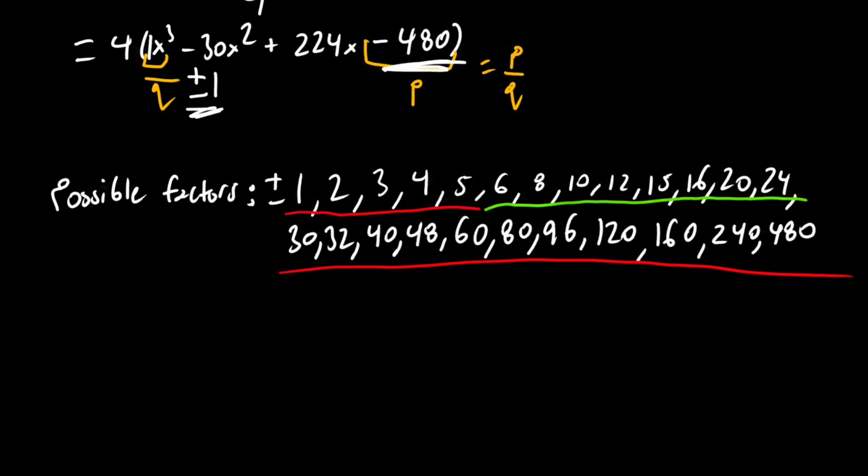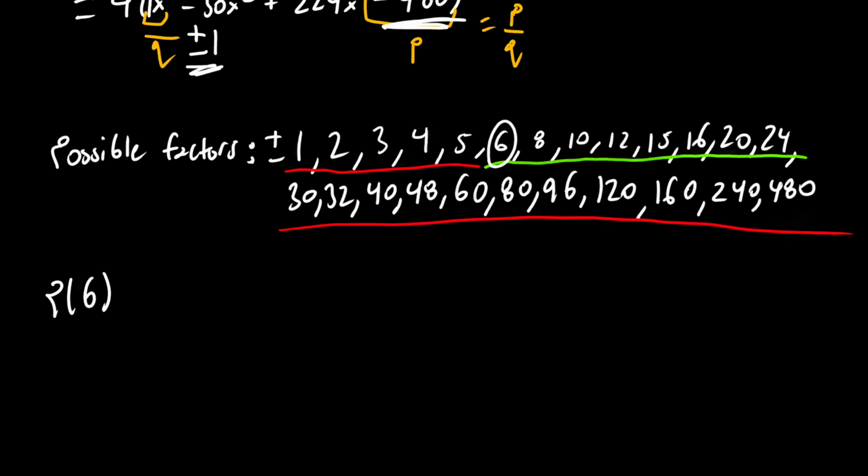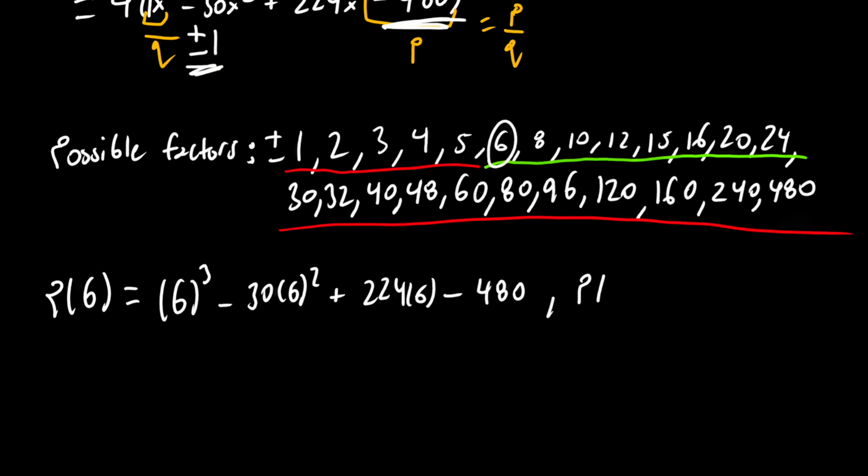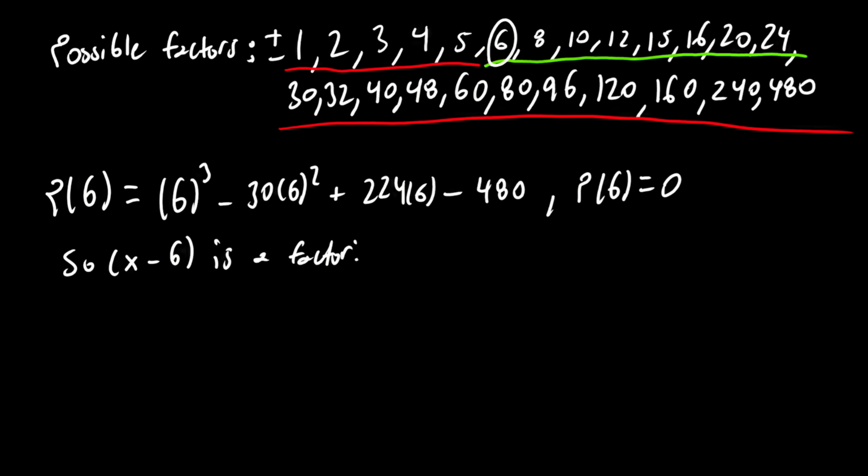With that, let's start by plugging in 6. By plugging in 6, we make it 6 cubed minus 30 times 6 squared plus 224 times 6 minus 480. Plugging in 6 gives us 0, so x minus 6 is a factor, because when we put it into a bracket, the sign changes. Next, we're going to use synthetic division to see what the equation would look like when we factor out x minus 6.